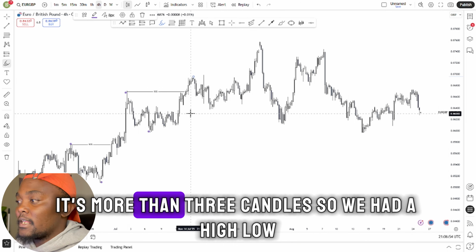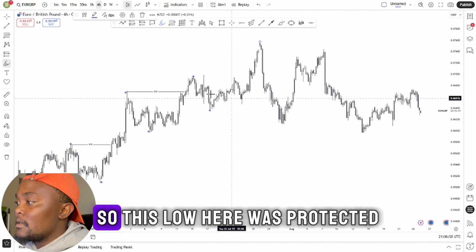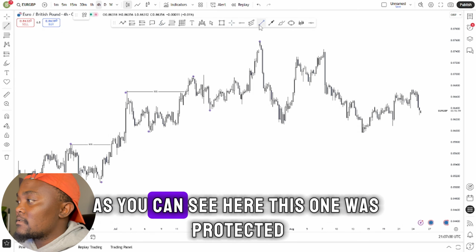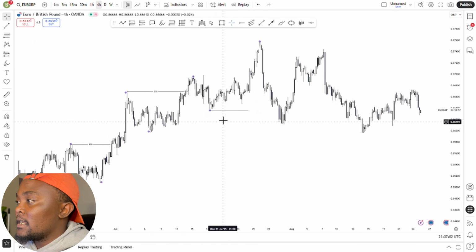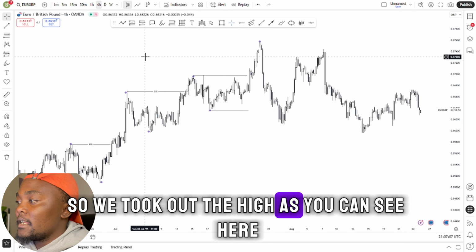It's more than 3 candles. So we had a high, low, then we continued pushing up. So this low here was protected, as you can see here. This one was protected, and this high here was supposed to be taken out. So we took out the high, as you can see here.